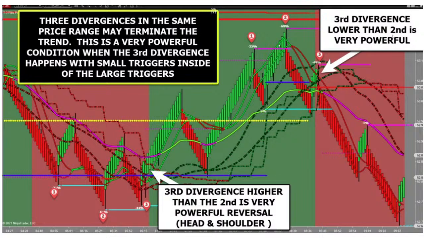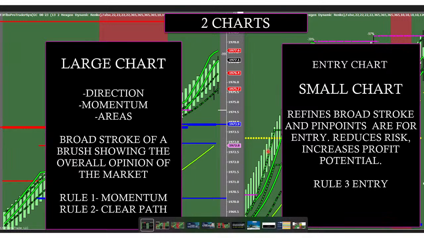So is everybody cool so far? We're letting the large chart do all the work. We're letting 1 bar in the large chart do all the work. So far, the large chart has defined direction. It's either red or green, up or down. The large chart has defined momentum.